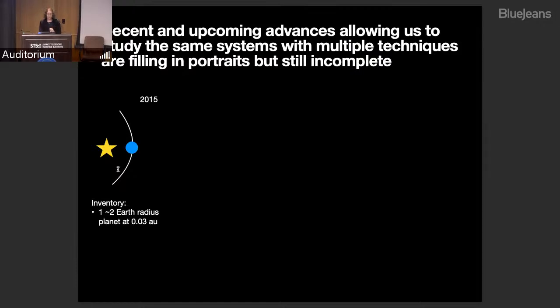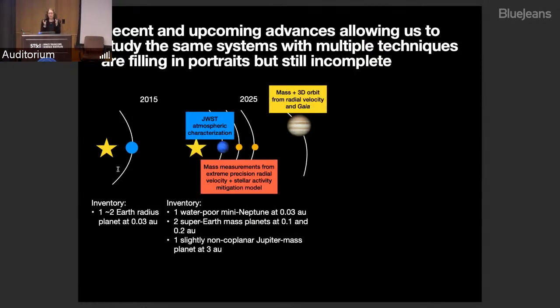So maybe in 2015, we knew from K2 about some system that had a close-in super-Earth orbiting a bright star. Maybe in a few years, we'll have characterized that planet's atmosphere with JWST. We'll have detected some tentative signals from ground-based radial velocity of slightly further out planets. And we'll know about a giant planet in the system from the combination of radial velocity and Gaia. So that'll be a big improvement, but we still are missing critical information about this system. Of course, we haven't even probed the habitable zone.